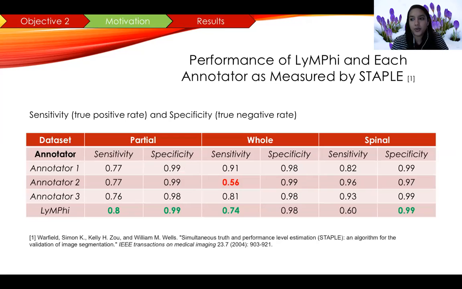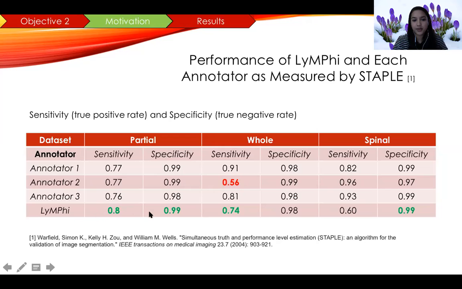The STAPLE algorithm, in addition to estimating a consensus segmentation, has been widely applied to compare the performance of different algorithms and experts. In this table, sensitivity, or true positive rate, and specificity, or true negative rate, is shown between each annotator and Lymphy with a consensus segmentation. True positive rate here means the marking of a pixel as foreground by the annotator that correctly matches the consensus segmentation created by the STAPLE algorithm.